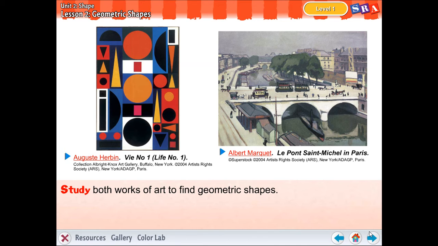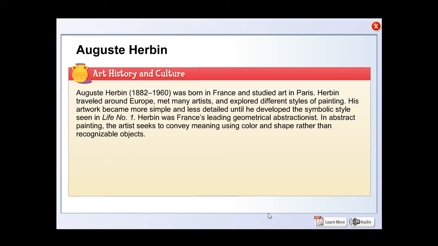So you're going to study both works of art to find geometric shapes. Let's look at this one right here. Auguste Urbain, and that's a French name. He was born in France, studied art in Paris. Urbain traveled around Europe, met many artists, and explored different styles of painting. His artwork became more simple and less detailed until he developed his style, as you see in this picture right now, called Life Number One.